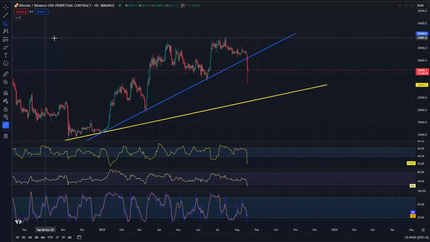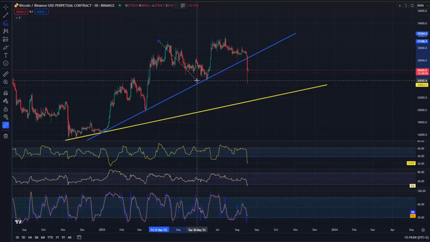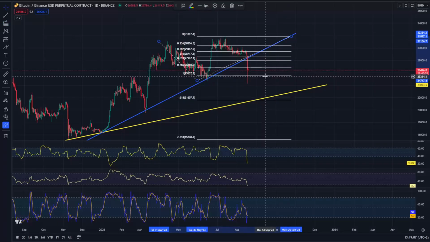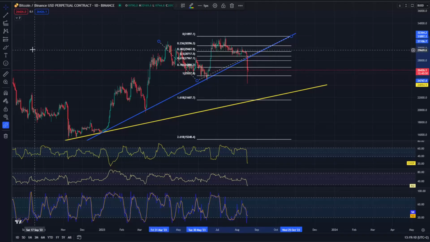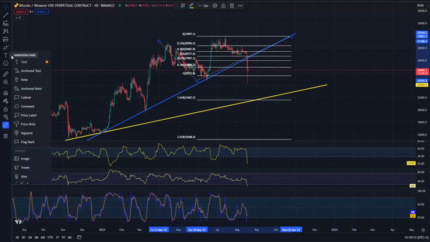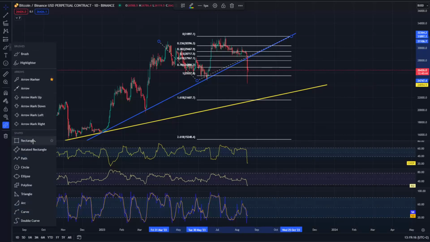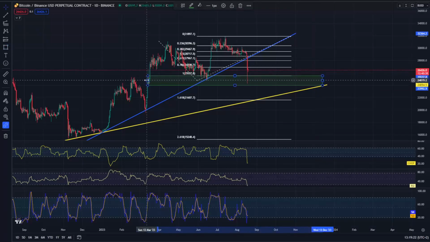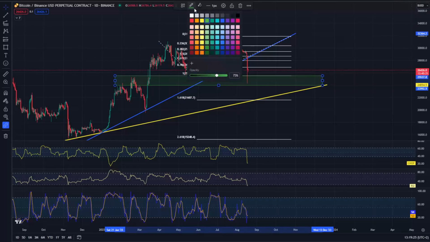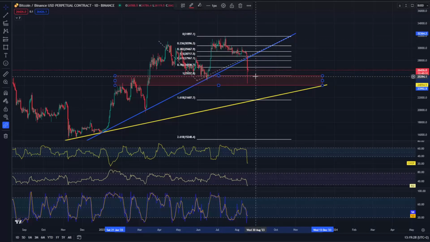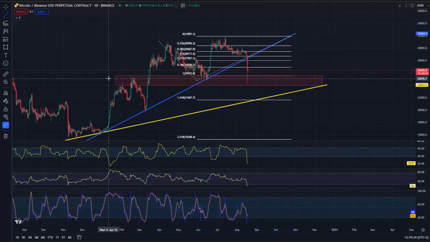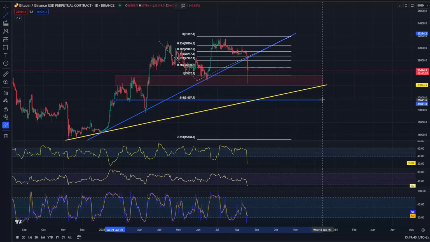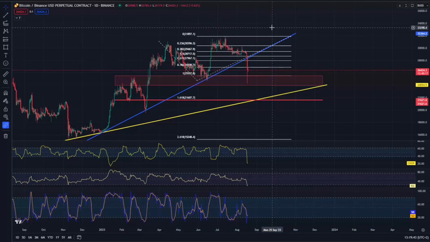Now we can move on to marking the places of support in the event of a correction. And here we will start by checking the support using the trend-based fib extension tool. We will mark a strong support zone from $25,537 to $23,992. If this zone does not hold the price, we can see a rapid drop to around $21,621.